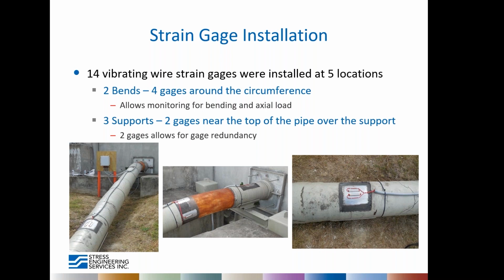In these areas, we couldn't install gauges around the circumference just because we didn't have access. And you can kind of see that on this section in the middle where there's 2 gauges at the top of the pipeline, but really we didn't install any at the bottom because that support is underneath the pipeline. And the 2 gauges do allow for gauge redundancy, and we're also just looking for the stresses in the pipeline over time, or the changes in strain in the pipeline over time, rather than load at that specific cross section.